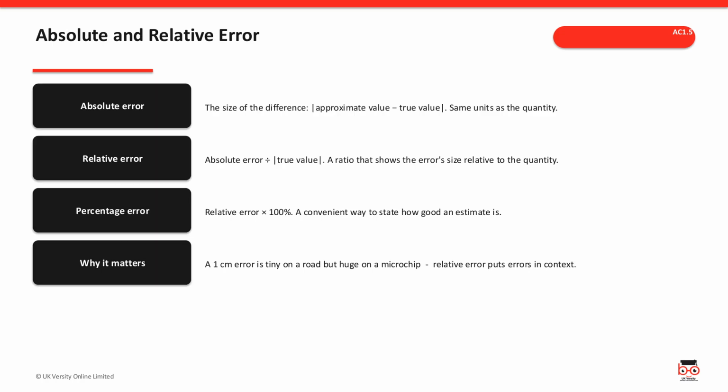Since every estimate carries some error, we need sensible ways to measure it. The absolute error is just the size of the difference, the approximate value minus the true value, ignoring the sign, and it's in the same units as the quantity. The relative error takes that and divides it by the size of the true value, giving a ratio, and multiplying by 100 turns it into a percentage error. Why does the distinction matter? Because a 1 centimetre error is trivial on a road, but enormous on a microchip, and it's the relative error that puts things in context.